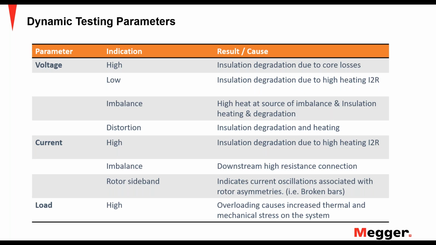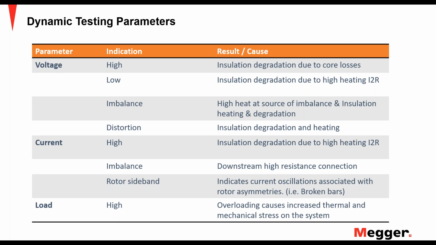So the dynamic testing parameters here that we want to look at would be voltage. It's the only one that has a high and low, and it can be imbalanced and distorted. So all those contribute to heat and degradation of the insulation. Current can be high. Again, it directly affects the heat in the motor.